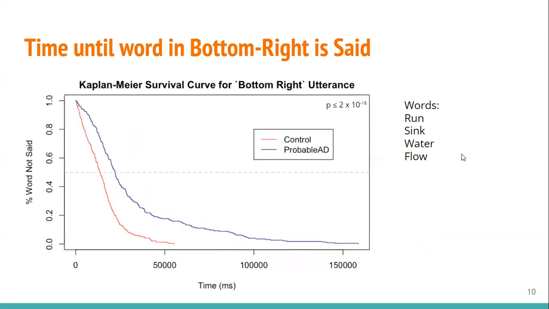And then lastly, we wanted to look at the difference in where people were looking. And so we picked four words that were unambiguously referring to the bottom right of the picture: run, sink, water, and flow, which are all referring to the sink overflowing in the bottom right of the picture. And we looked at how long it took for the patients to say any of these four words. And what we see here is that there's a quite substantial difference between these two curves, where by about 50,000 milliseconds, all the controls had been done. It took three times that long for all the probable ADs to conclude saying these words.